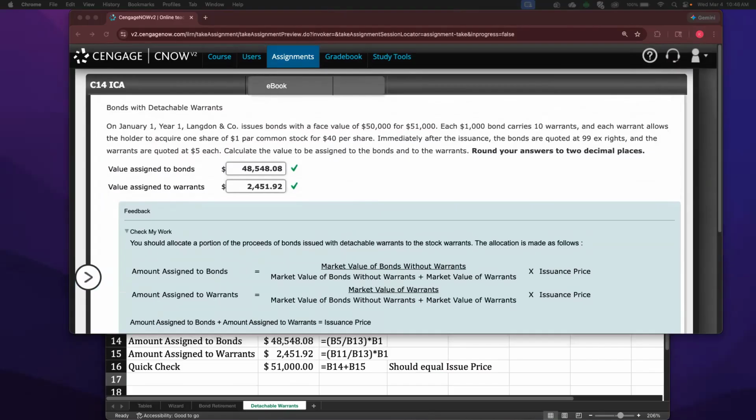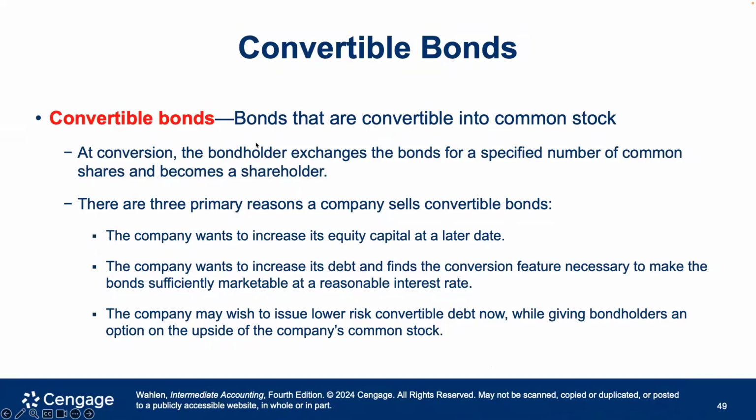The other equity type thing that we can talk about here is convertible bonds. Convertible bonds are bonds that can be converted into common stock. So the investor is going to start as a creditor and eventually they're going to become a shareholder. At conversion, the bondholder exchanges all of its bonds for a set number of shares. So there's no cash paid and the liability disappears and equity then increases.